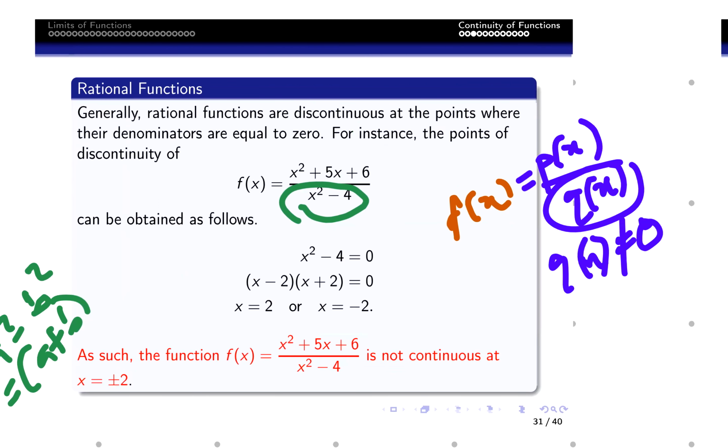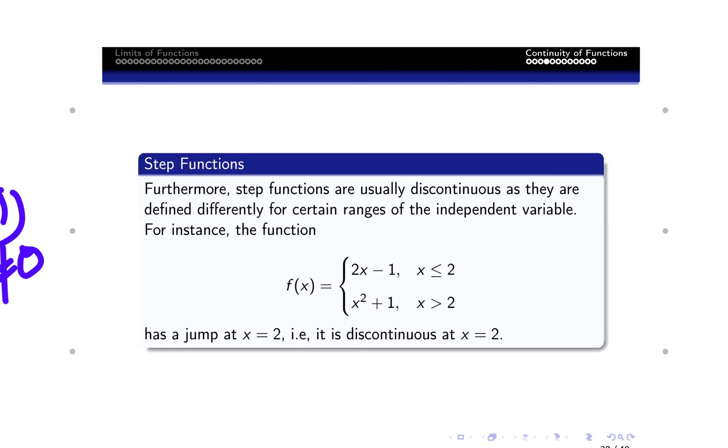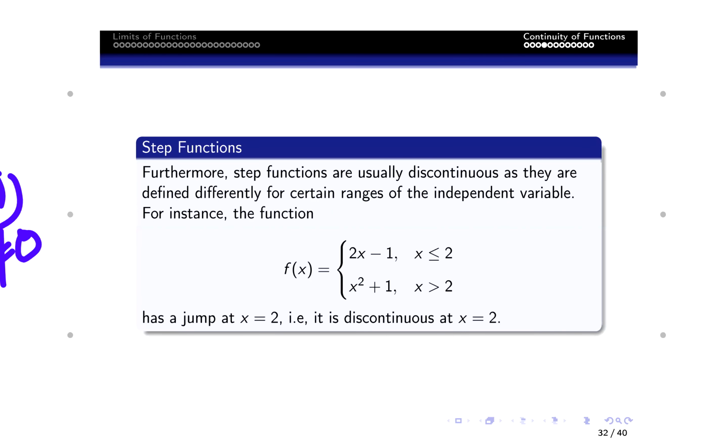Okay, another place where you can have discontinuity is when you talk about step functions. I think I talked about it under limits, that a step function is defined differently within different intervals. So furthermore, step functions are usually discontinuous as they are defined differently for certain ranges of the independent variable. For instance, the function f of x equals 2x minus 1 whenever x is less than or equal to 2, but it is x squared plus 1 whenever x is greater than 2.